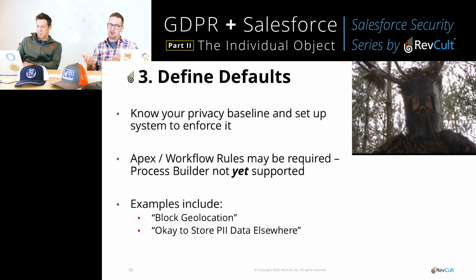So you need to get together with the people inside your organization and think about, okay, here's the things we want to track, and then what's the default, right? We always talk about privacy by design, right? So by default, you want to start from somewhere that is more secure or more private. So things like block geolocation, and is it okay to store PII data elsewhere? You may decide that you want to check those by default or not check them by default.